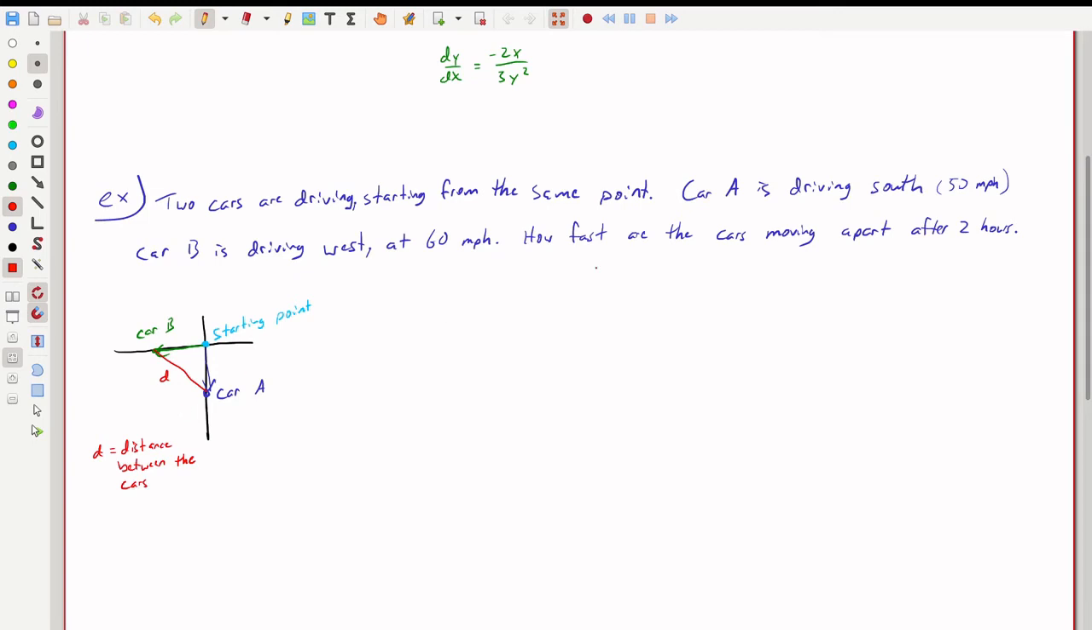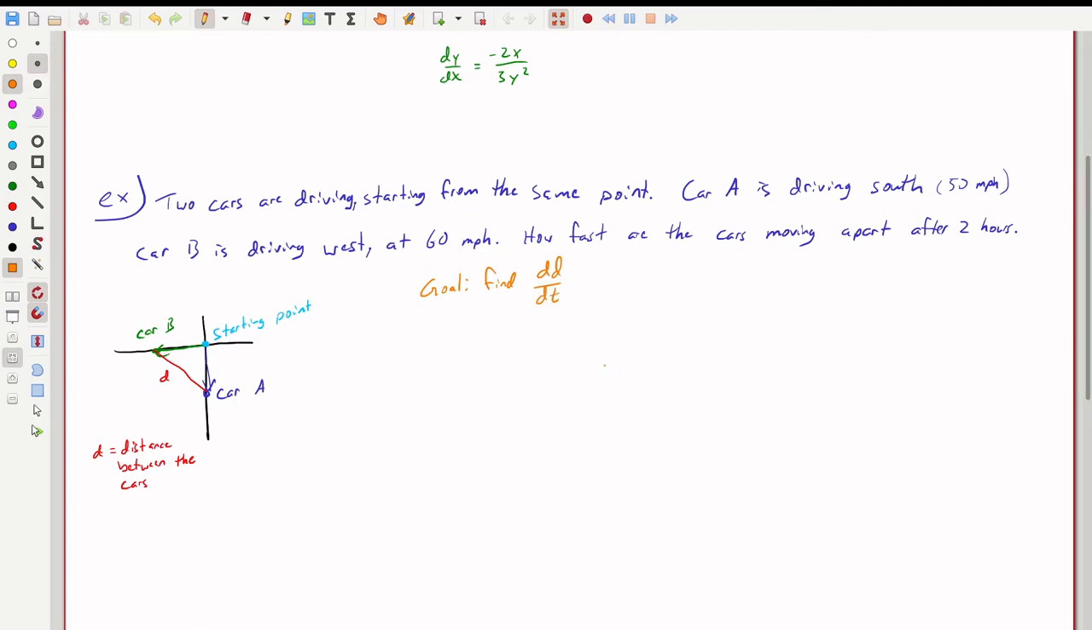All right, when we ask how fast are the cars moving apart, what we're asking for is what is the rate of change of the distance between the cars. So our goal is to find the rate of change of distance with respect to time. So if distance is the function d, I want the derivative of d with respect to time t.